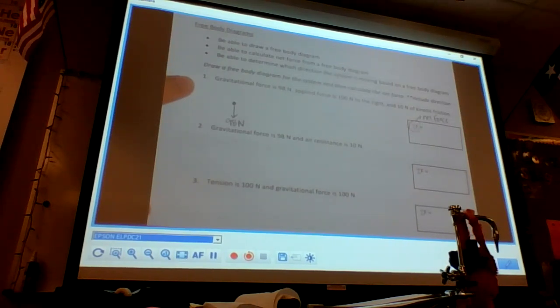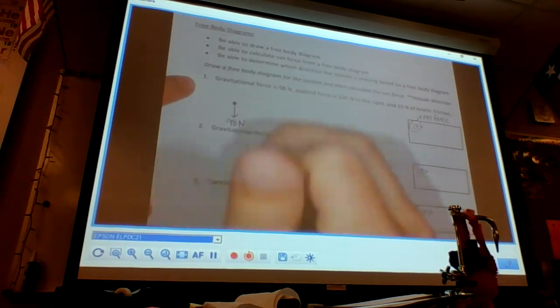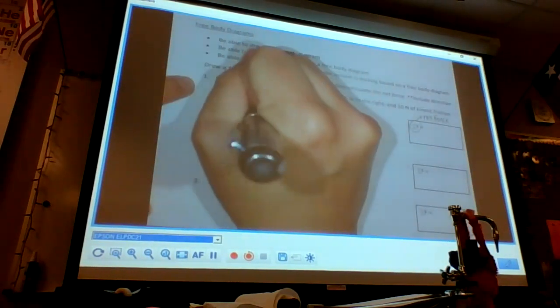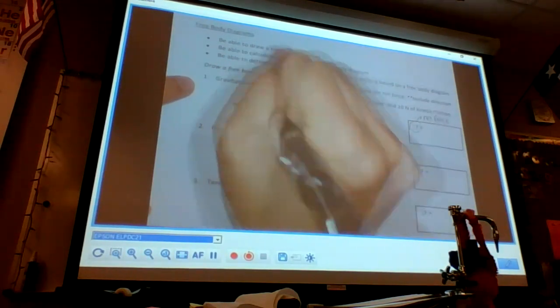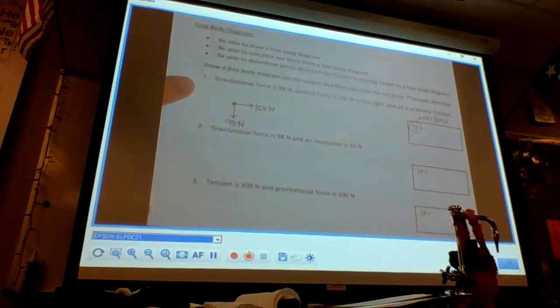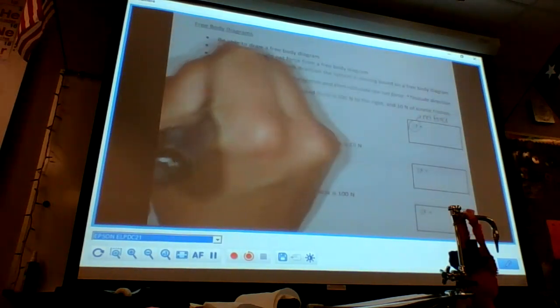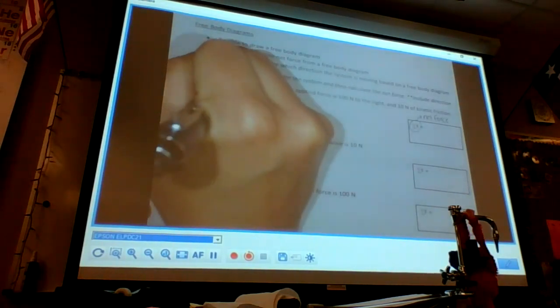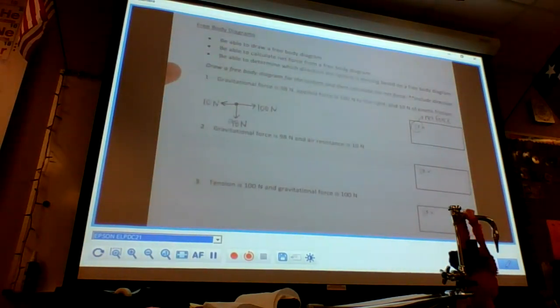Applied force is 100 newtons to the right. So that one tells me to go to the right, and that one was 100 newtons. And then I have 10 newtons of kinetic friction. Which way is that going to go? Left. Okay, friction is going to go the opposite of the applied force or anything like that.